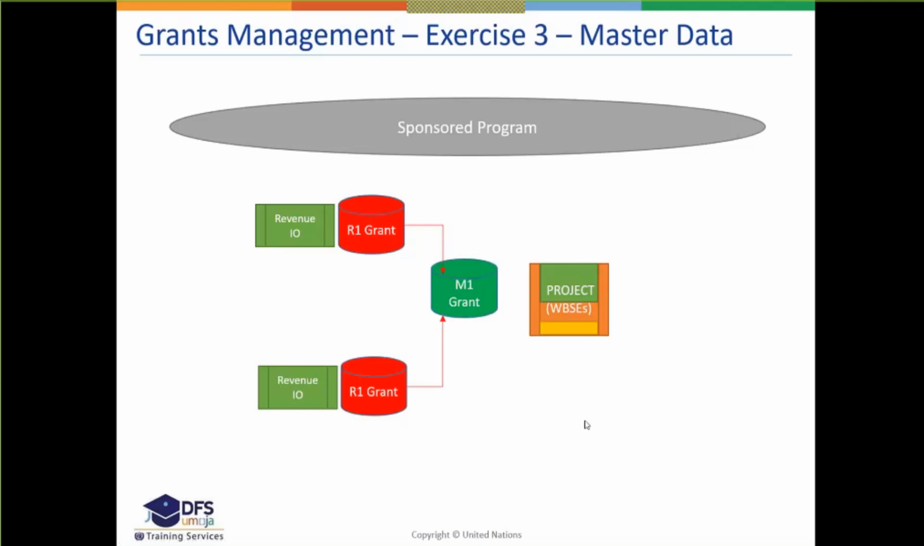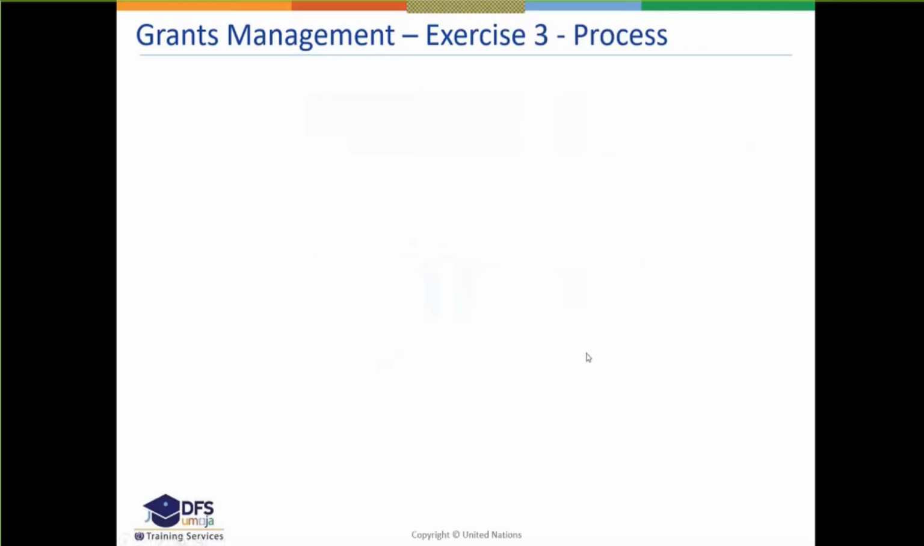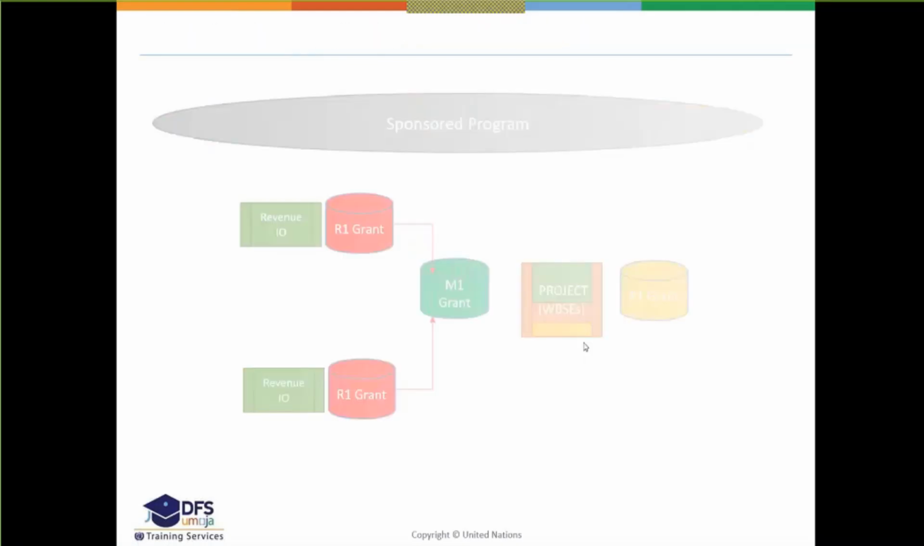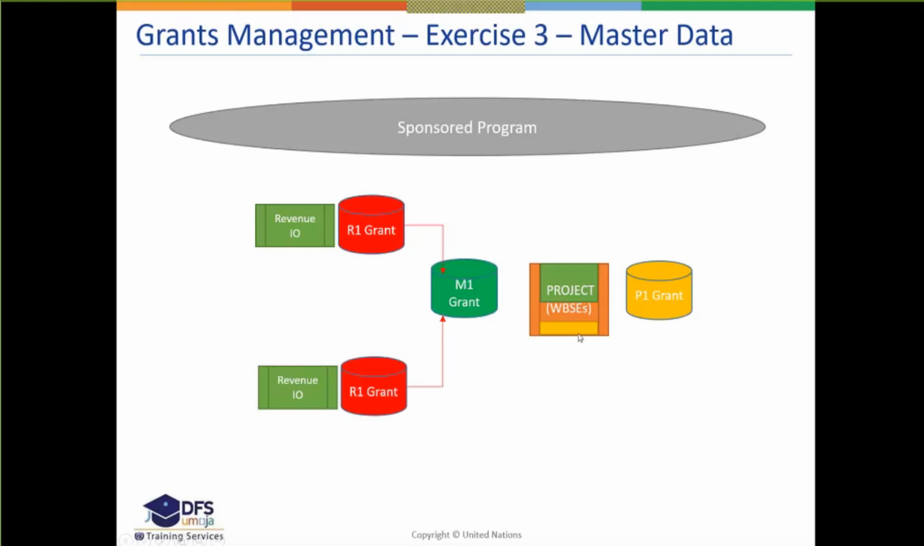So we need another grant, the P grant, and we will have in this project, as well, a WBS element, or some of them, depending on the agreement, that will be implemented by the implementing partner. And it is in this WBS where we will track the expenditures related to this implementing partner.